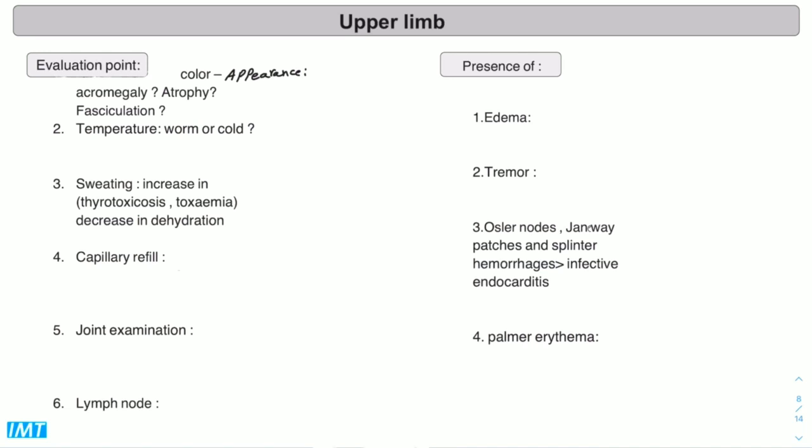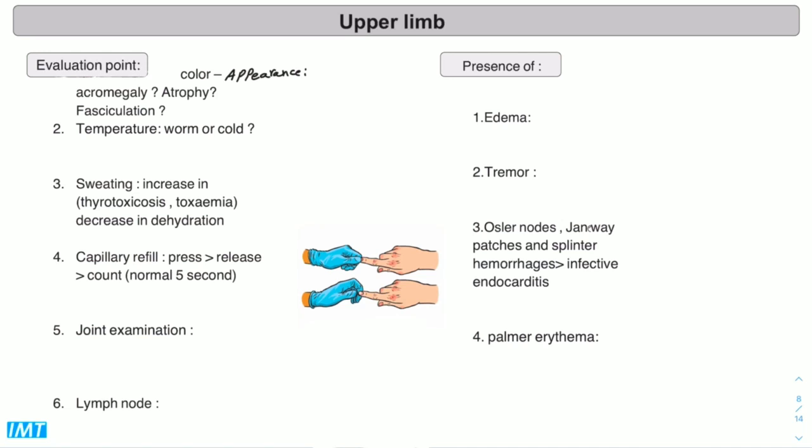Next, we check sweating. Increased sweating is a sign of thyrotoxicosis, toxemia. Decreased sweating is a sign of dehydration. Next, we assess the capillary refill by pressing and releasing the pressure on the finger, mostly, and the normal is 5 seconds to refill the blood back to the nail. Next is joint examination. For joint examination, we check if there is rigidity, if there is decreased range of motion, and lymph nodes, we assess them. If enlarged, we assess if there is any change on one side or both sides.